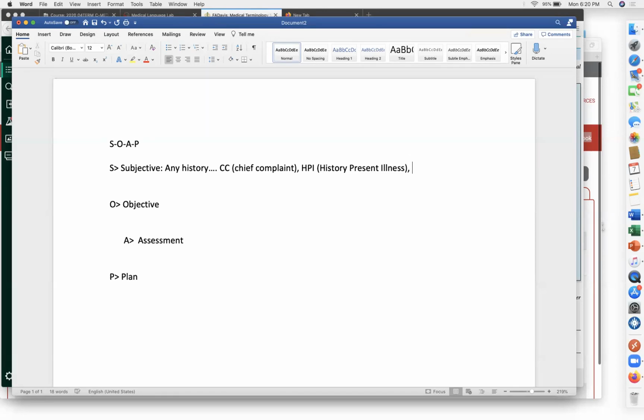Then of course you have SH, which is social history. That's everything you do at a party: smoking, drinking, sexual activity. PMH, which is past medical history. And that's all the other stuff that may or may not be related to the history of present illness or chief complaint. So the subjective is anything about the subject, our patient: any history, past medical history, social history. Past medical history also includes all surgeries.